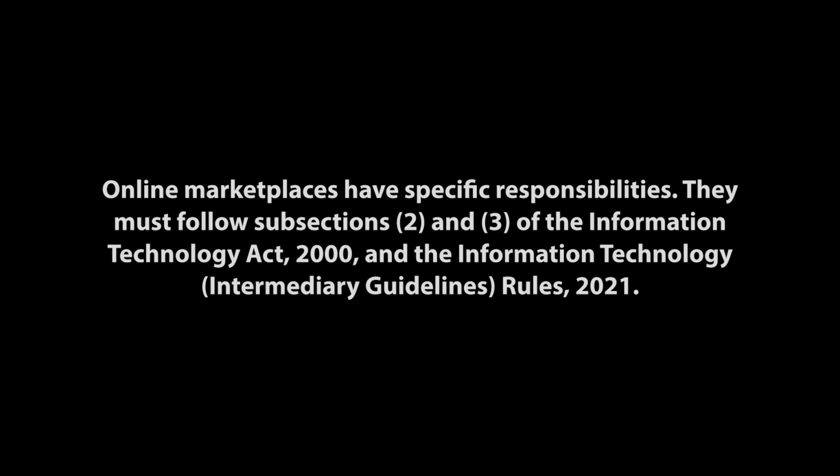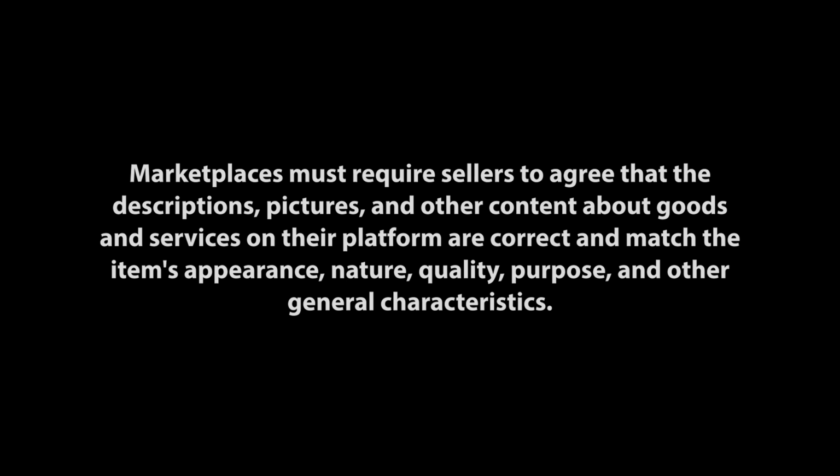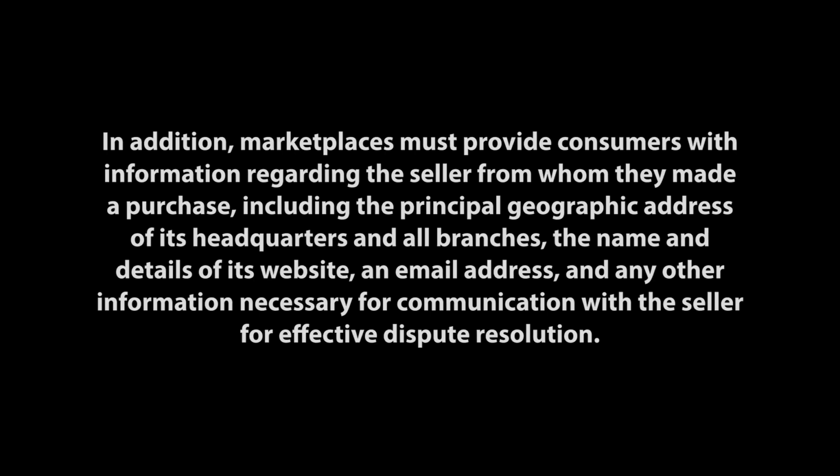They must follow subsections 2 and 3 of the Information Technology Act and the Information Technology Intermediary Guidelines and Rules 2021. Marketplaces must require sellers to agree that the descriptions, pictures and other content about goods and services on their platform are correct and match the item's appearance, nature, quality, purpose and other general characteristics. In addition, marketplaces must provide consumers with information regarding the seller from whom they made a purchase, including the principal geographic addresses of its headquarters and all branches, the name and details of its websites and email address, and any other information necessary for communication with the seller for effective dispute resolution.